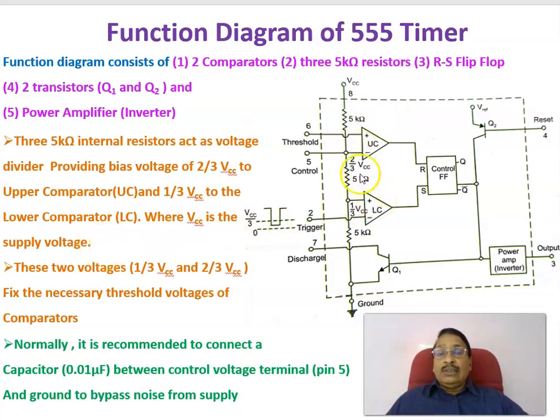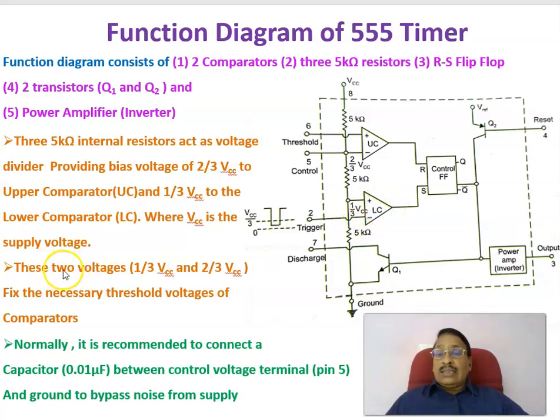That is done by the 3 equal resistances, each of 5 kilo ohms, and 1/3 VCC goes to the lower comparator, where VCC is the supply voltage. VCC is applied at pin number 8, that is the supply voltage, and pin number 1 is the ground. Between them, 3 equal resistors are connected internally, and this is equal to 2/3 VCC connected to the upper comparator, and this is 1/3 VCC connected to the lower comparator.